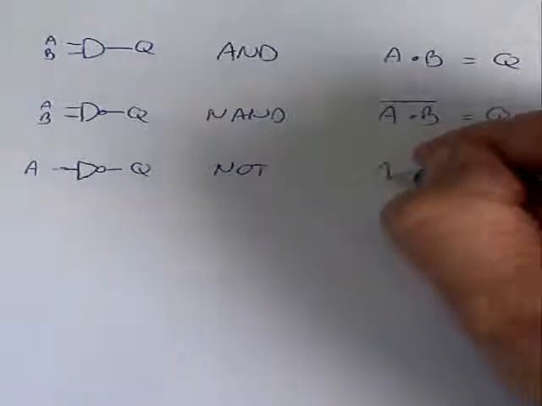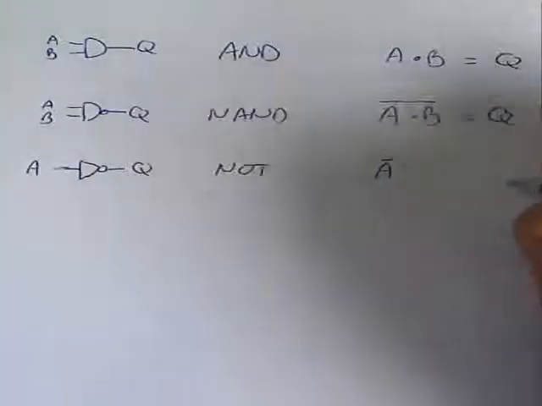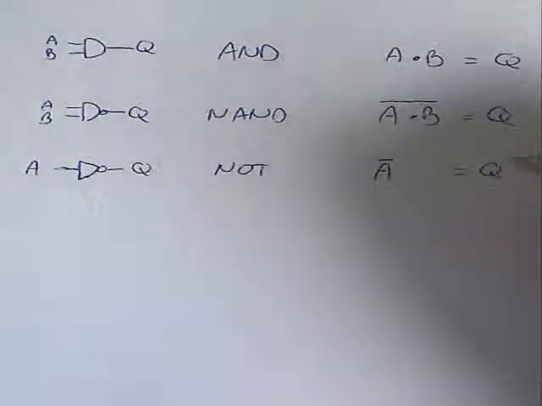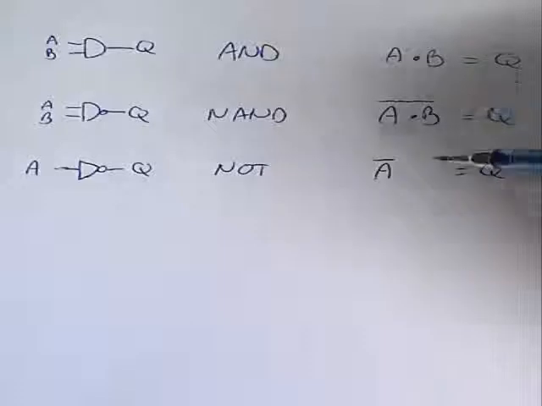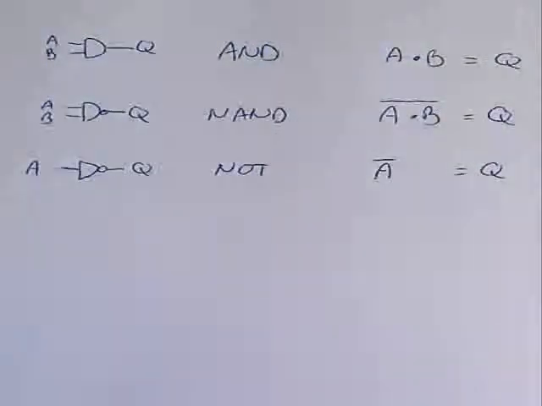So the way we write this is A, and we put a bar across it, equals Q. So you can see where the bar comes from for both the NOT gate and the NAND gate. That means the output is inverted, or swapped with the opposite.